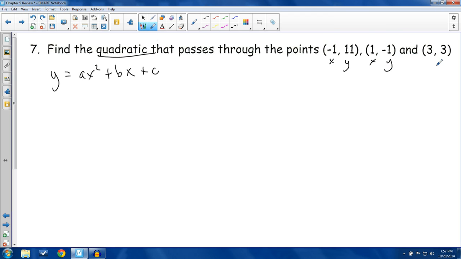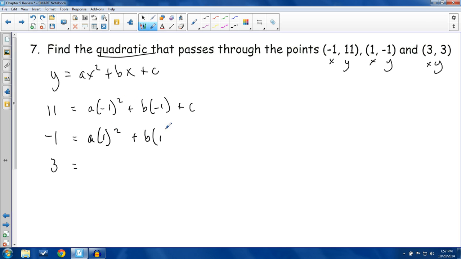Okay. When they come into standard form like this, remember these are x, y values. We can create a system of 3 equations and 3 unknowns. And we can make this happen, boys and girls. So I can plug in 11, negative 1, and 3 for y. And I'll get 3 different equations. When y is 11, x is negative 1. So this is a times negative 1 squared plus b times negative 1 plus c. This is a times 1 squared plus b times 1 plus c. And this is a times 3 squared plus b times 3 plus c.